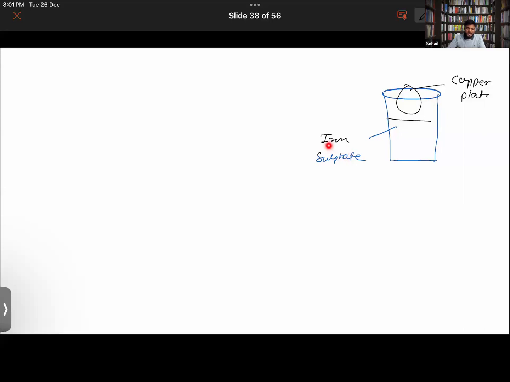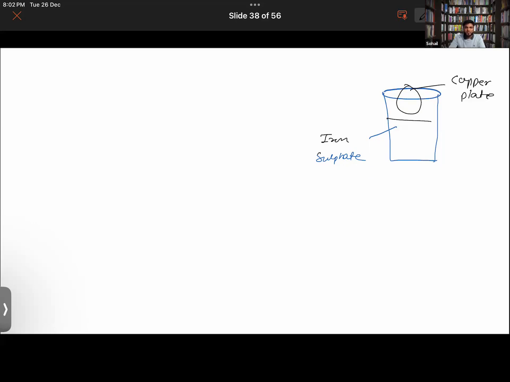Why is it that this iron will not be deposited over this copper plate? Why will there be no deposition of iron over the copper plate? You guys have to answer this. Ahmed, Moaz, you guys got this or not? Exactly, Irhan. That is the reason.